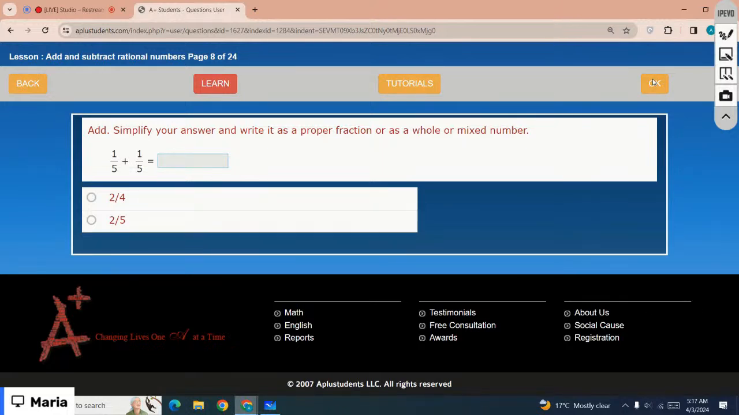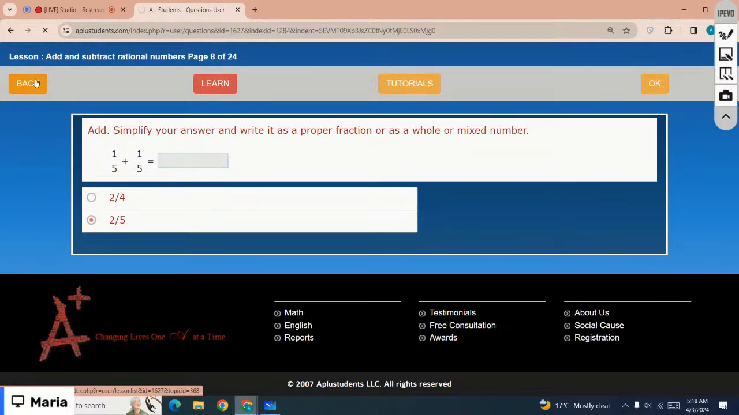1 by 5 plus 1 by 5, which is the correct option? Yes, the correct option is 2 over 5. Option number 2 is the correct option, right? Okay, you can complete the lesson by yourself later today. Let me just move on to the next lesson.